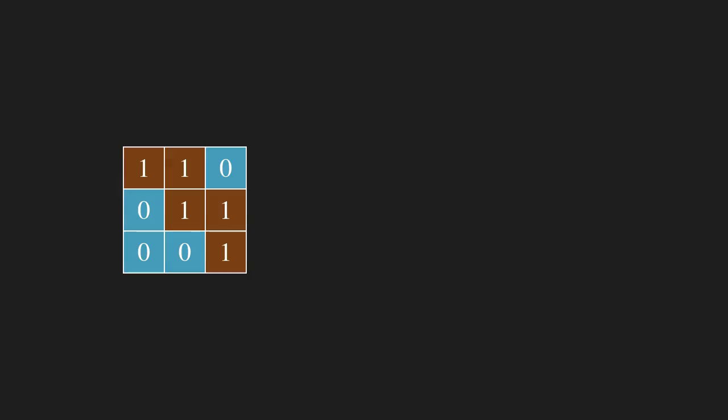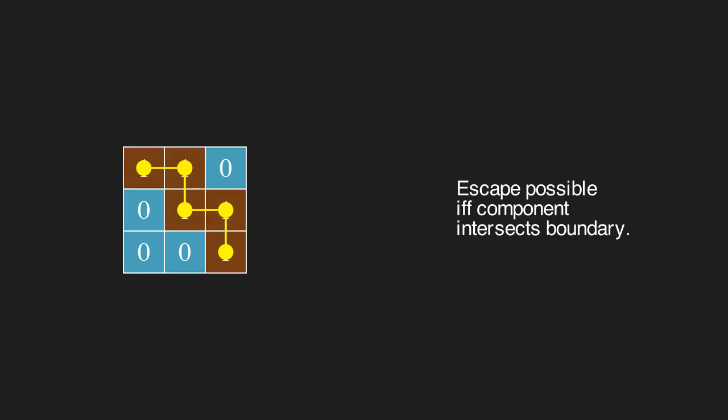We now convert the grid into an implicit graph. Every land cell is a vertex. 2 vertices are connected by an edge precisely when their cells share a side. Under this model, walking through land is equivalent to following graph edges. Therefore, a land cell can escape exactly when its graph component contains at least one land cell located on the outer boundary.